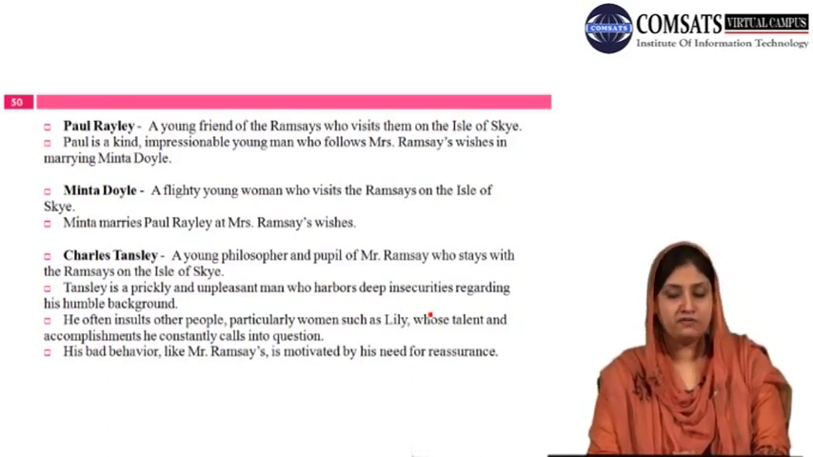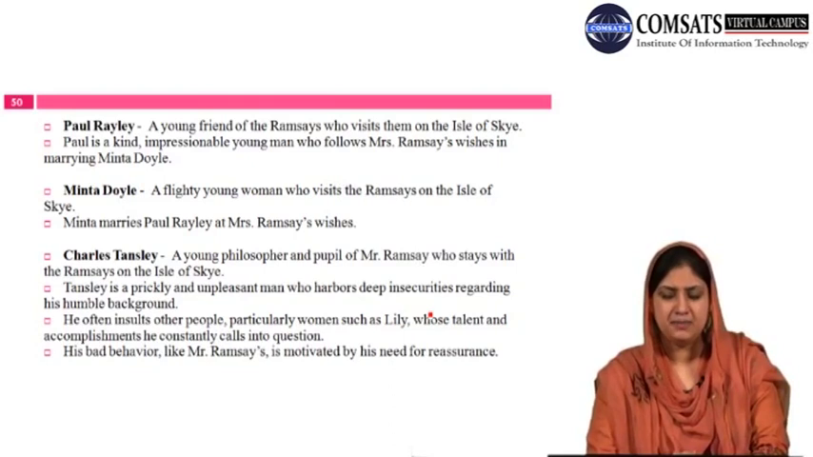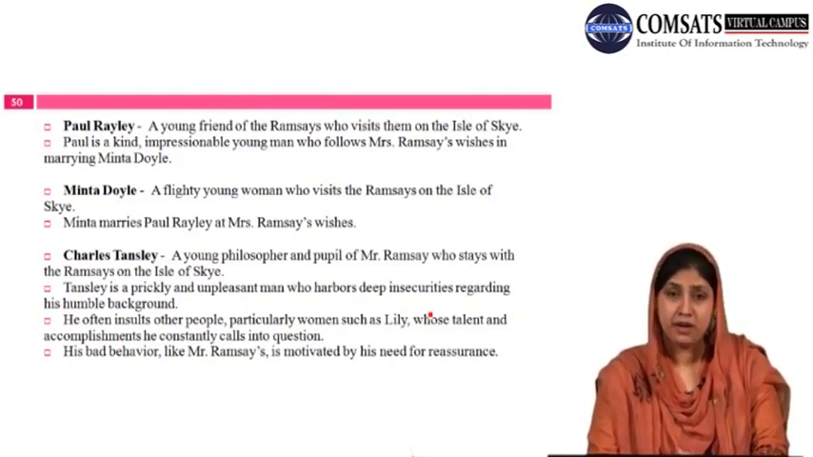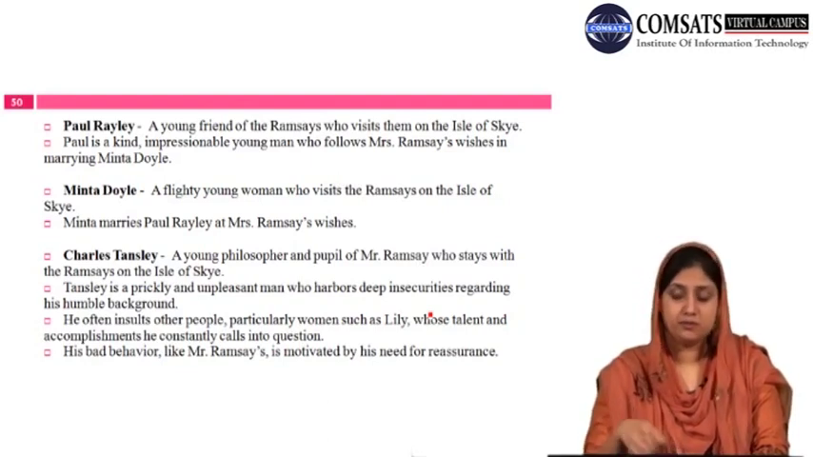Charles Tansley, a young philosopher and pupil of Mr. Ramsay, who stays with the Ramseys on the place in the village. Tansley is a prickly and unpleasant man who harbors deep insecurities regarding his humble background. He often insults other people, particularly women such as Lily, whose talent and accomplishments he constantly calls into question. His bad behavior, like Mr. Ramsay's, is motivated by his need for reassurance.